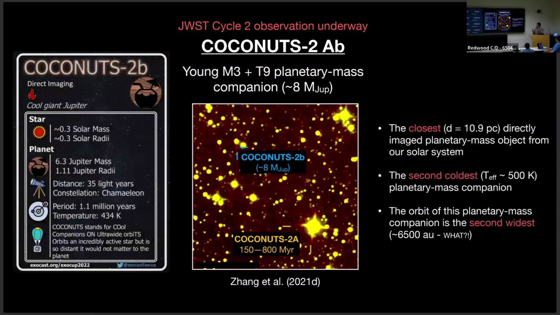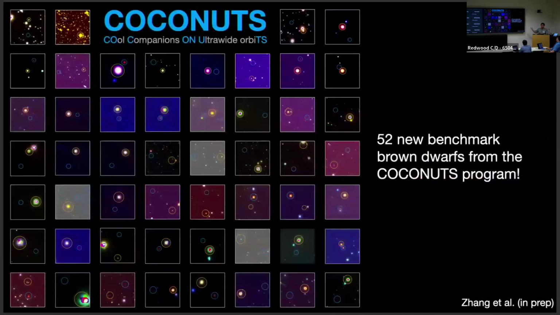This object is interesting because the planet is really close, only 10.9 parsec. It is the second coldest planetary mass companion and the second widest companion. These are examples of what we can find by using existing large sky surveys. Beyond the 3 published ones, in total we found 52 new benchmark brown dwarfs, and that can help us anchor the models over a wide parameter space. I'm now writing up a paper to publish all of these discoveries.